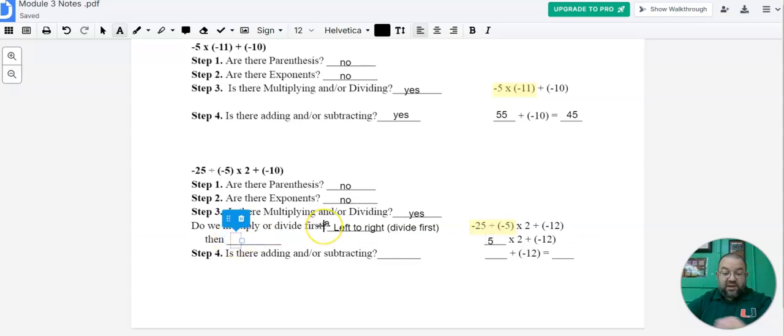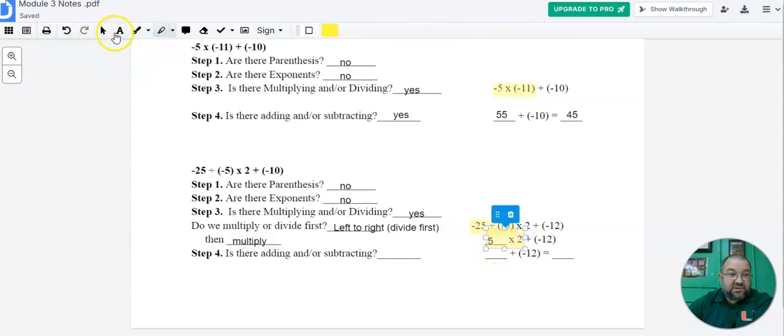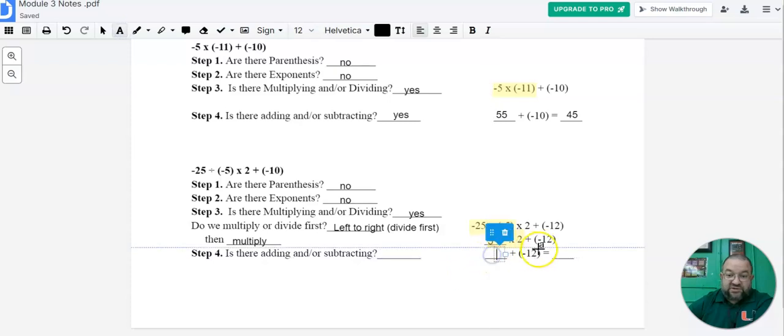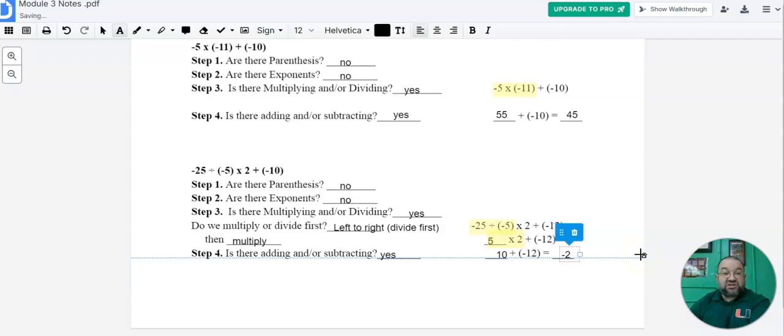Now we multiply, all right? 5 times 2. I'm going to use the highlight tool. 5 times 2, we got two positive numbers. So that makes it a positive. 5 times 2 is 10. Okay. And now we have subtracting, right? Or addition in this case, because we got plus negative. So 10 plus -12 is, of course, -2. Pretty easy so far, right? I think so. All righty.